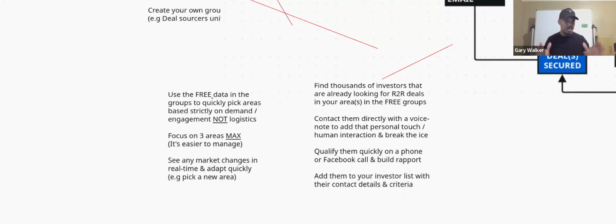But you want to base it strictly on demand. So you only want to be doing deals where you know there are investors actively looking for deals there. Is everybody clear on that? Just give me a yes if you're clear on that in the chat. Does that make sense? Ashton says yes. Rabbi says yes. Good.